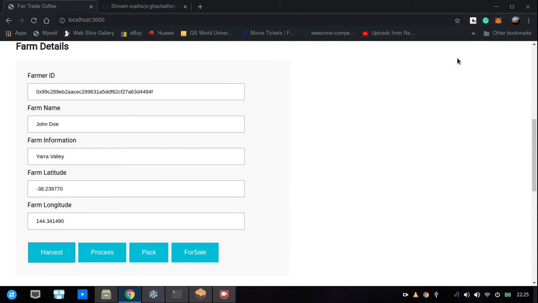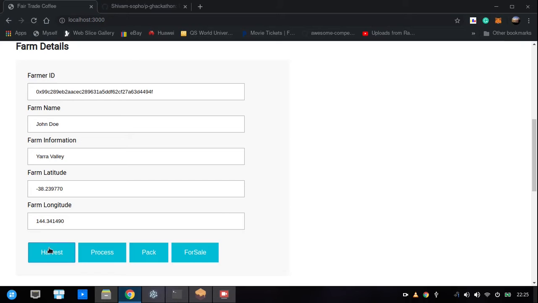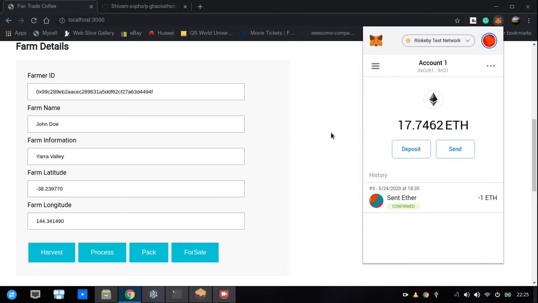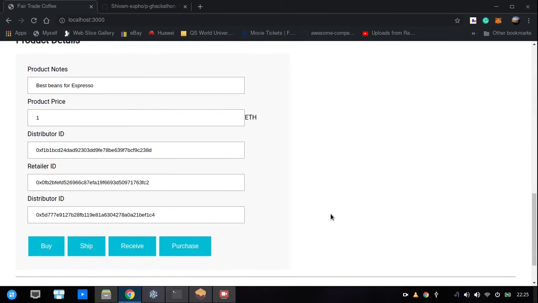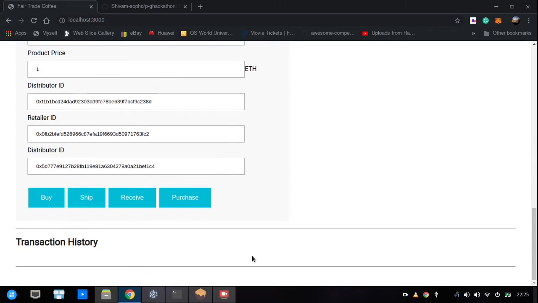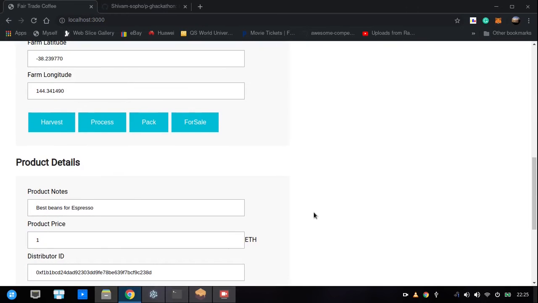Whenever we click on harvest, our MetaMask transaction will allow us to record the transaction and transfer the money to that particular account for approval in Ethereum. As we know, we have to transfer some amount of money, so whenever they click on harvest, they will have to click on the MetaMask icon and transfer the ether to the particular account. For all the processes, harvest, process, pack, and for sale, he will get a transaction ID, and that can be recorded in the transaction history tab that we have created here. Now after that, the sale is completed.